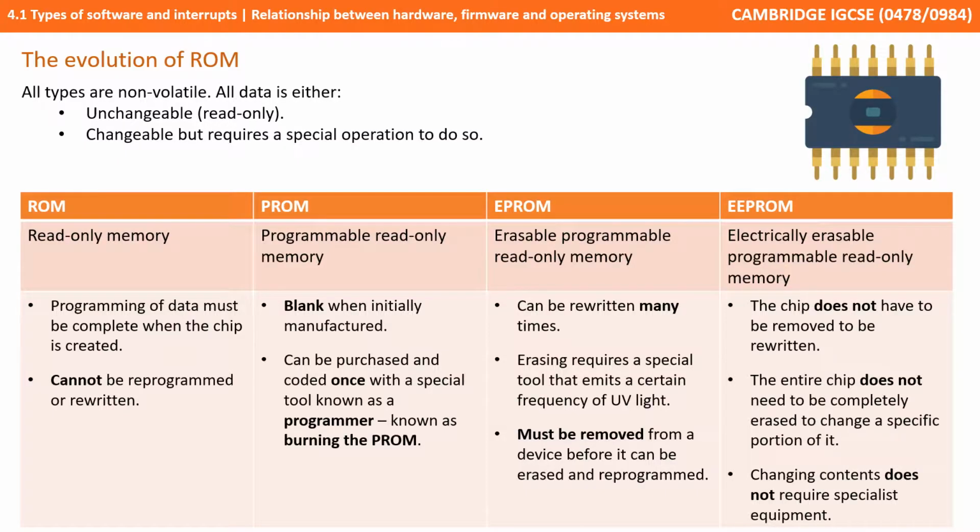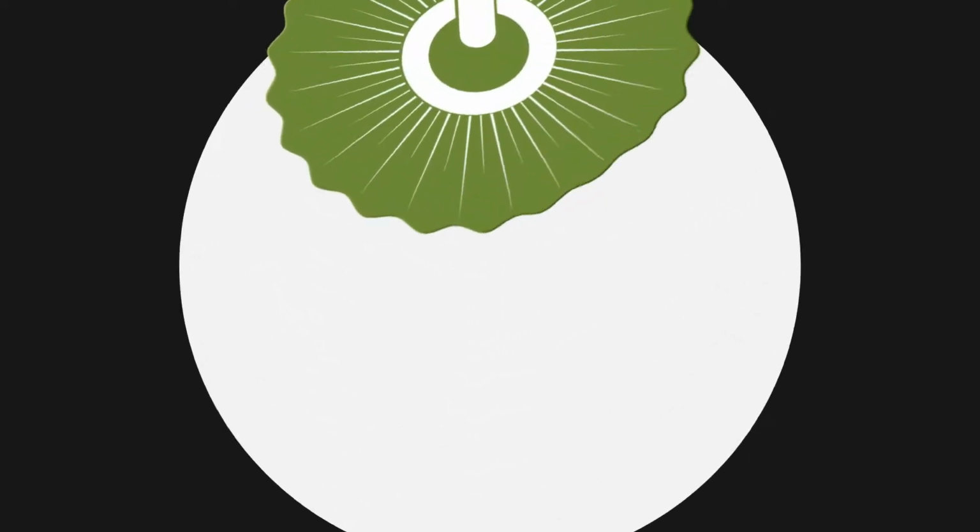Some of the latest evolution of ROMs are the electrically erasable programmable read-only memory. Now, this chip doesn't have to be removed from the computer in order to have its contents rewritten. The entire chip also doesn't need to be completely erased to change a specific portion of it. And also changing the contents does not require any specialist equipment. Now, as we said, for your exam, you should simply think of ROM as being read-only and unchangeable. But it's useful to understand that even in this area of technology, things aren't that simple.